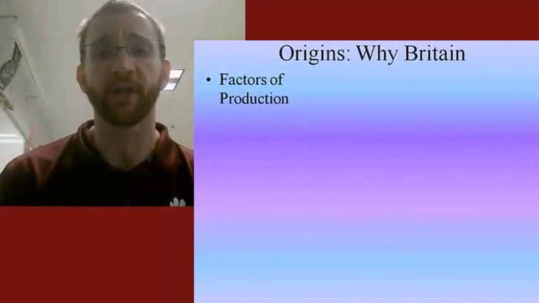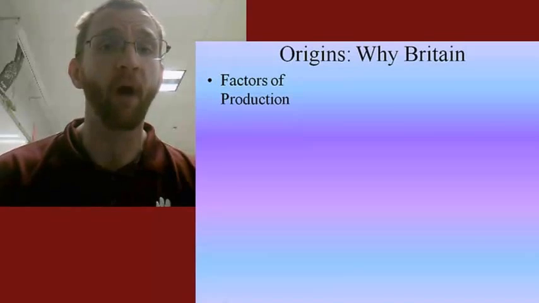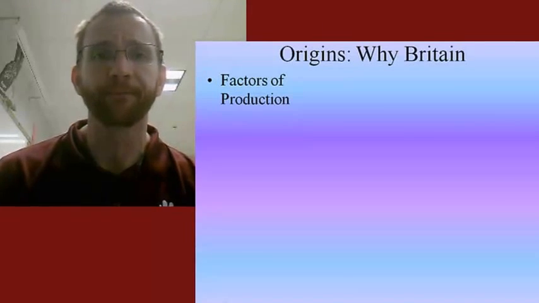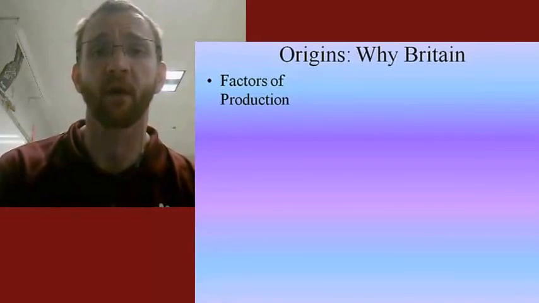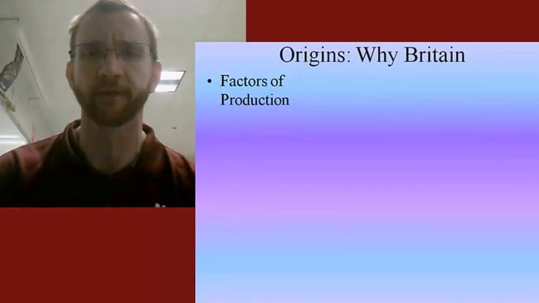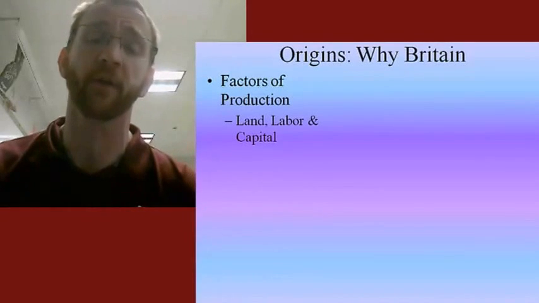Well, in order to understand why Britain, we have to start back and look at some things that are involved when we make any product. Well, there are three factors of production, and we're going to talk about these in more detail when we get to capitalism and communism or socialism. But first of all, let's talk about the factors of production as they exist. There are three.